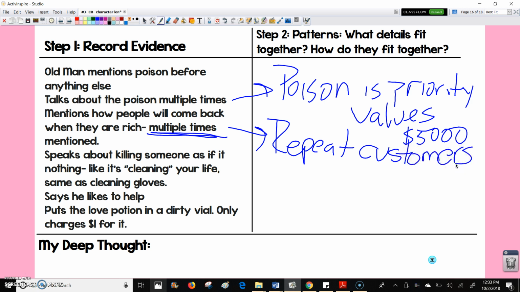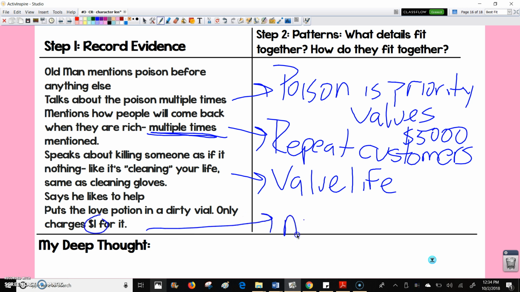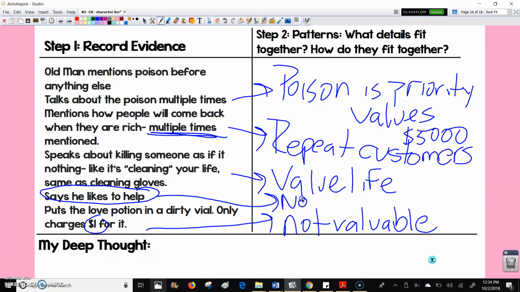The fact that he speaks about killing someone as if it's nothing shows me, well, what does that show me about the old man? He clearly doesn't value life, but he also doesn't really value love, or at least not the love potion. But then we can argue that he doesn't value the love potion because it doesn't really make real love. I know he doesn't value the love potion because he only charges $1. So this is not valuable. And he keeps it in a dirty vial, which again, you wouldn't do if it's something that you value. And he says he likes to help. That's something I also noticed, but he's not helping.